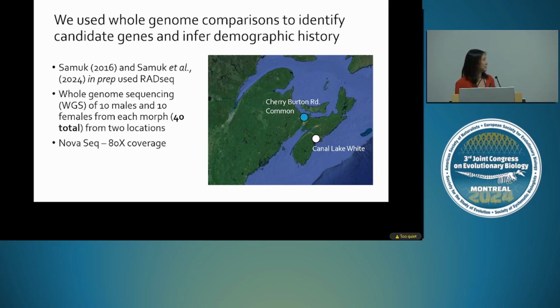Kieran's previous work was limited by RAD-seq, so we wanted to revisit the system using higher resolution whole genome sequence data. We acquired whole genome sequences from 10 males and 10 females of each ecotype, so 40 individuals total, from 2 different locations. We got whites from one population and commons from another population, as you can see in the map. My lab mate, Gina Lucas, prepared the libraries, and then they were sequenced at 80x coverage. These were then aligned to the most recent stickleback reference genome, and that's it.